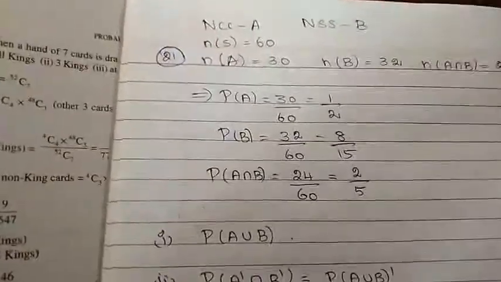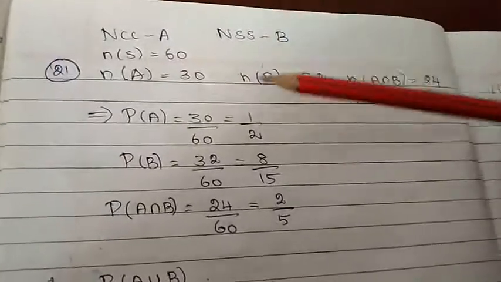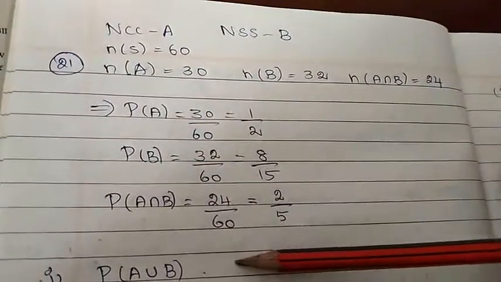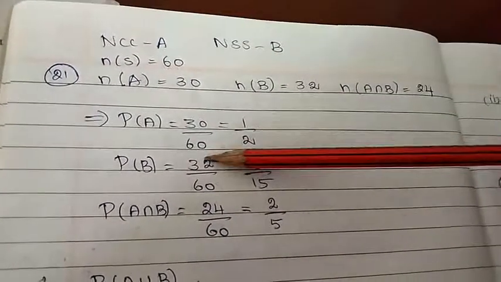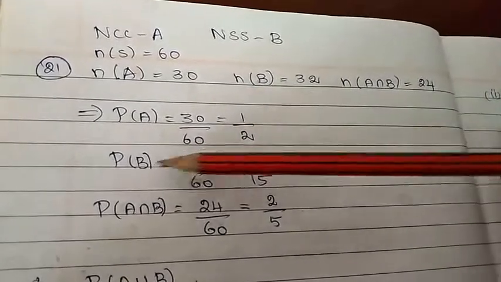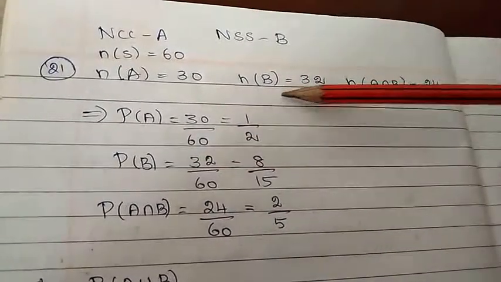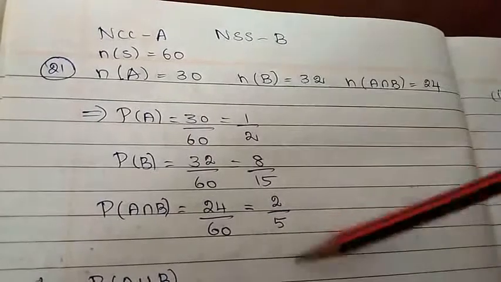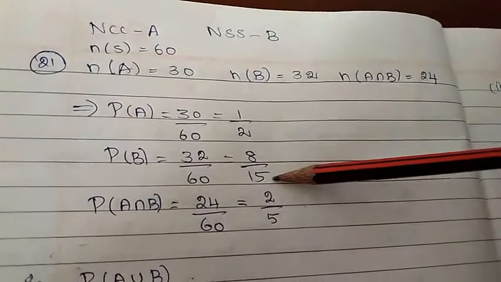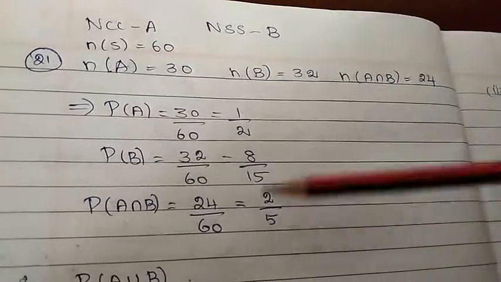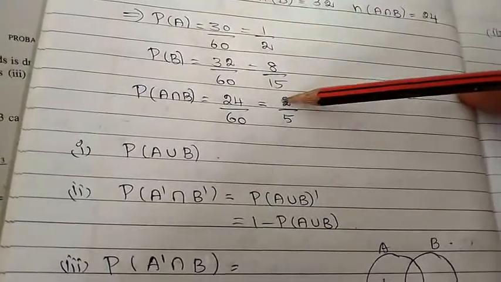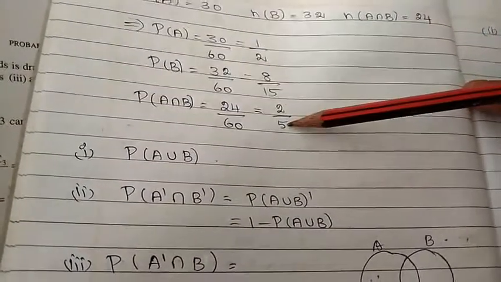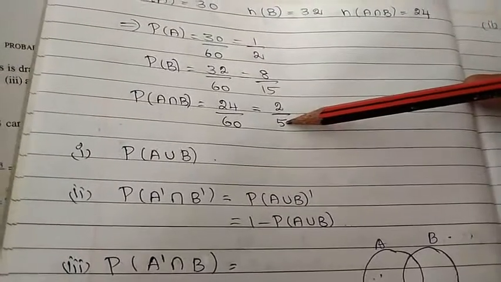Now how will you solve this problem? As I told you, first you have to find the probability of each event. P of A is N of A divided by N of S. So 30 divided by 60, which is nothing but 1 by 2. Similarly, probability of B is N of B divided by N of S, so 32 divided by 60. The same way for the intersection. So we found all the probabilities. Now your first question, P of A union B, can be directly found by using the axiom: P of A plus P of B minus P of A intersection B.